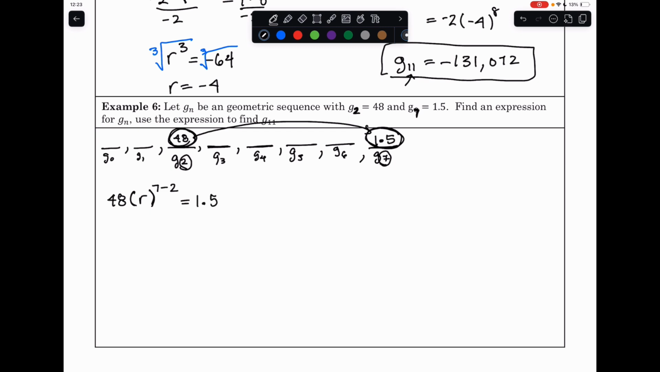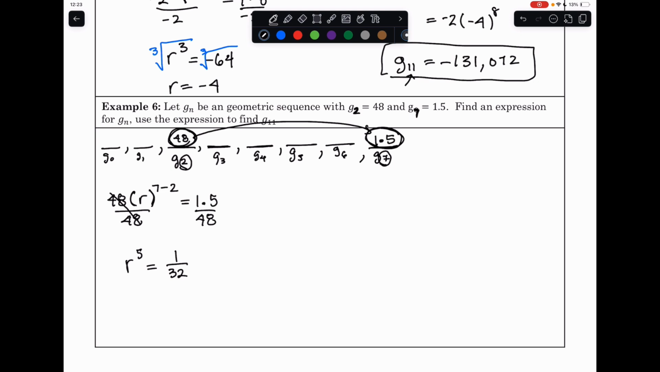So we're going to start by dividing both sides by 48, so we can start isolating the r. This reduces and we end up with r to the 7 minus 2 power, which is the 5th power. And 1.5 divided by 48 equals the fraction 1 over 32. As a decimal value, that's approximately 0.03125. But we're going to leave it as a fraction.